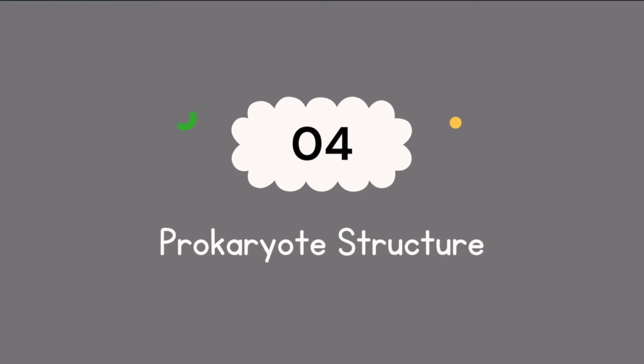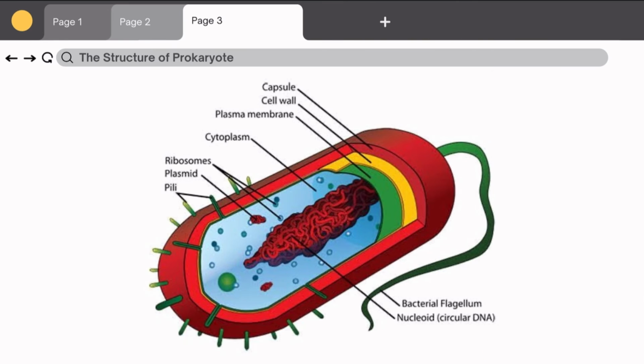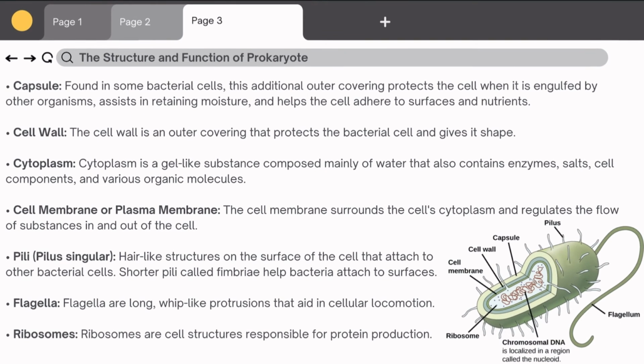The last one is prokaryote structure. So this is the structure of prokaryote. There is capsule, cell wall, plasma membrane, cytoplasm, ribosomes, plasmid, pili, bacterial flagellum, and nucleoid or circular DNA. So this is the structure and function of prokaryote.